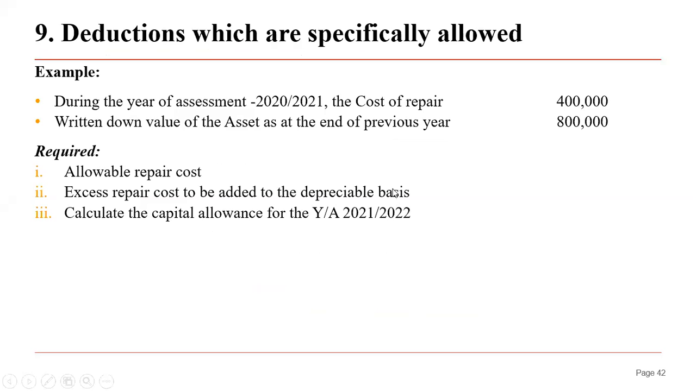What is the first answer? Can anyone share in this chat box? What is the answer for the first one? Can anyone text in this chat group? What is the allowable repair cost if it is not a class 4 asset?